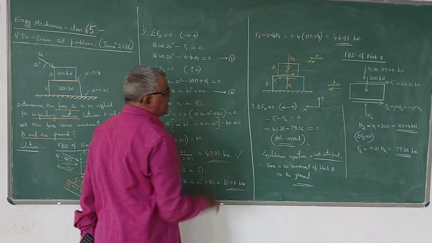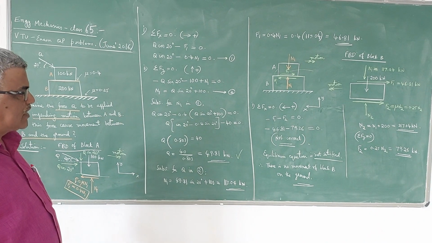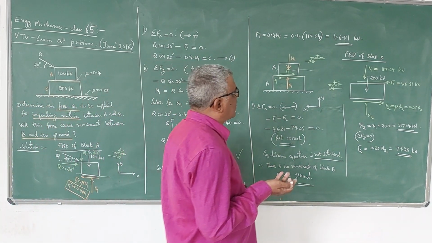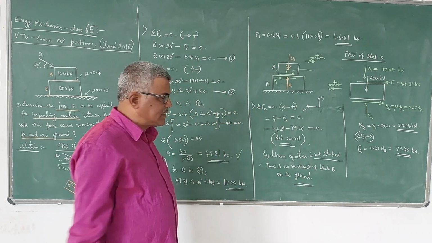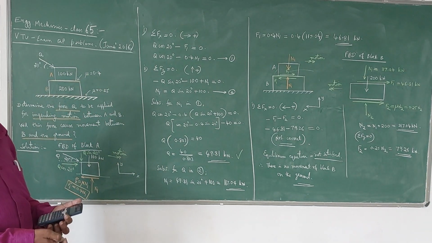You can see here that sigma Fx is equal to 0 is not at all satisfied, because the values of F1 and F2 are different, and it is not equal to 0 on the RHS. So this is how we have to analyze the block friction problem.